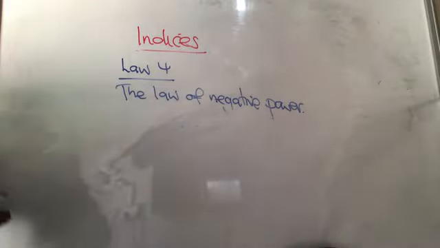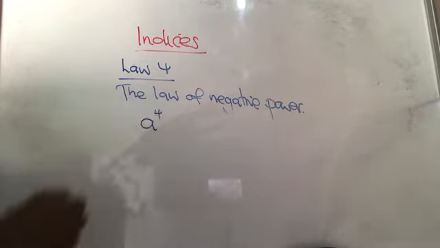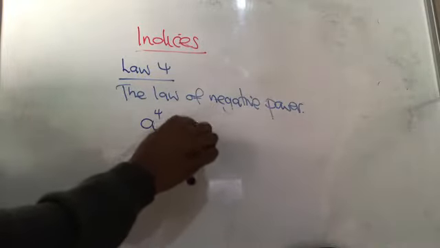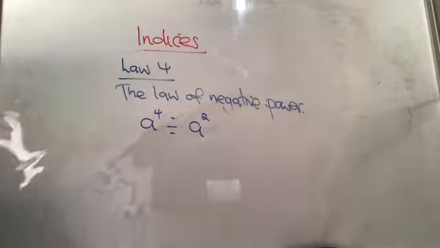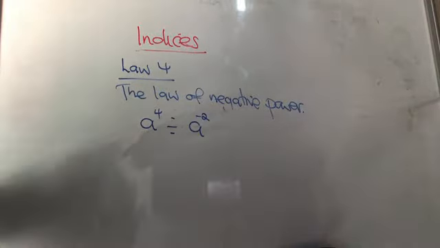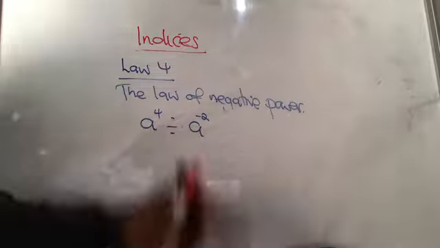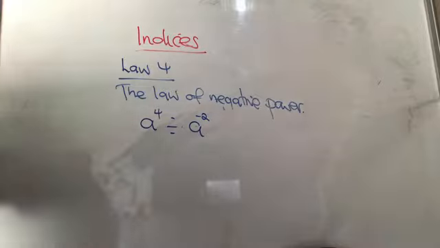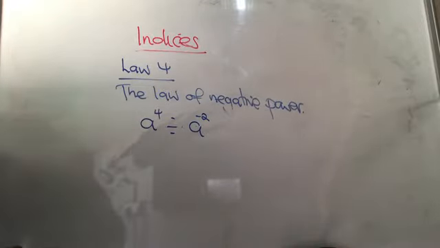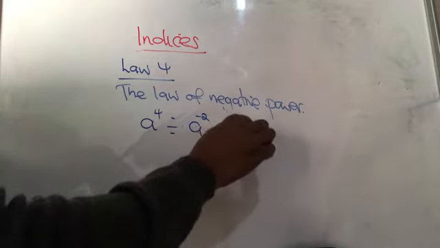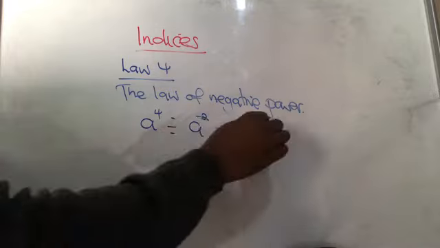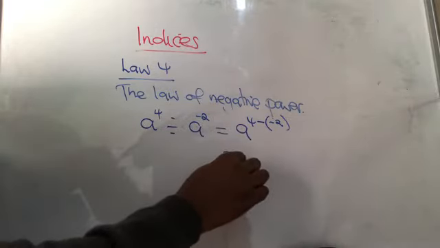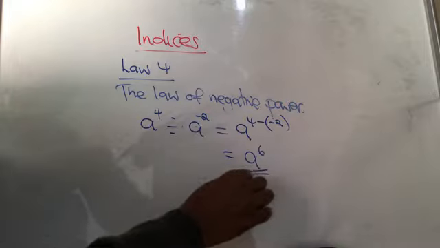You may be given a to the power of 4 divided by a to the power of minus 2, to the power minus 2 rather. So two methods can apply here to solve this. The quicker method is to apply law number 2 and say we are dividing numbers with the same base, so we subtract the powers. So we have a to the power of 4 minus, but remember there is another minus 2 here, minus 2, and the answer is a to the power of 6. That is the answer.